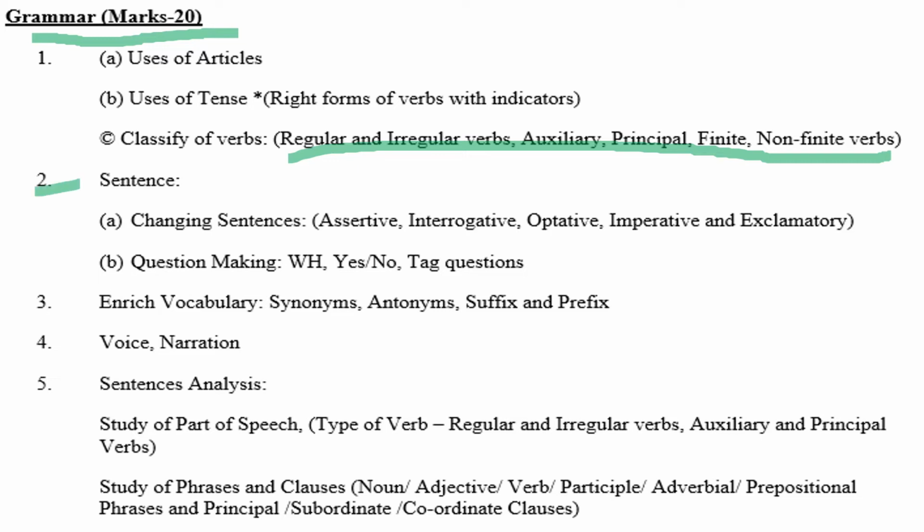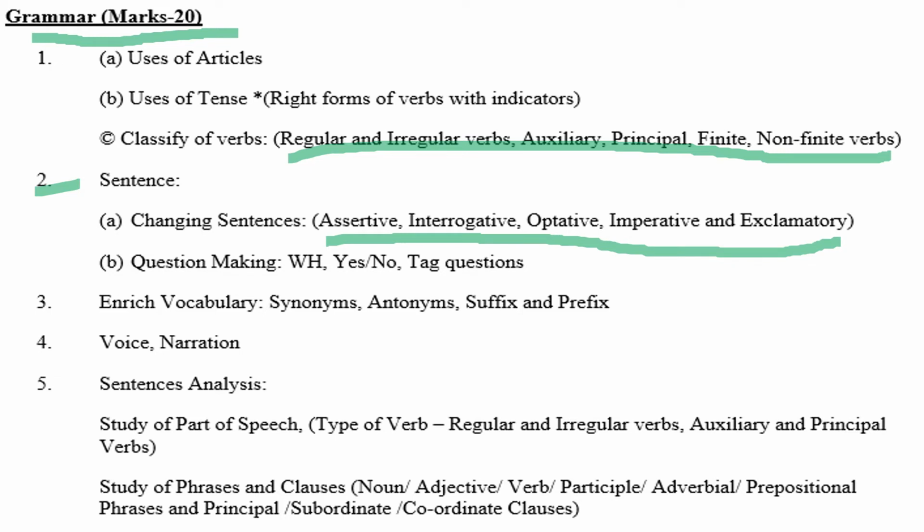Number 2 points, sentence. Okay, sentence is a group of words and express gives a complete sense. Here, A number, changing sentence. You have to know how to change sentence from assertive to interrogative, from interrogative to assertive, or sometimes you have to change the sentence from assertive to optative, and sometimes imperative to optative. Okay, these are classification of sentence, and these are the transformation of sentence.